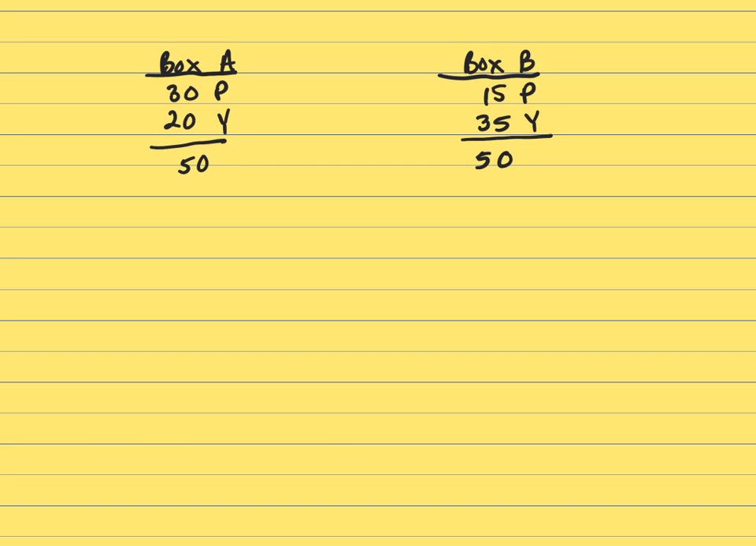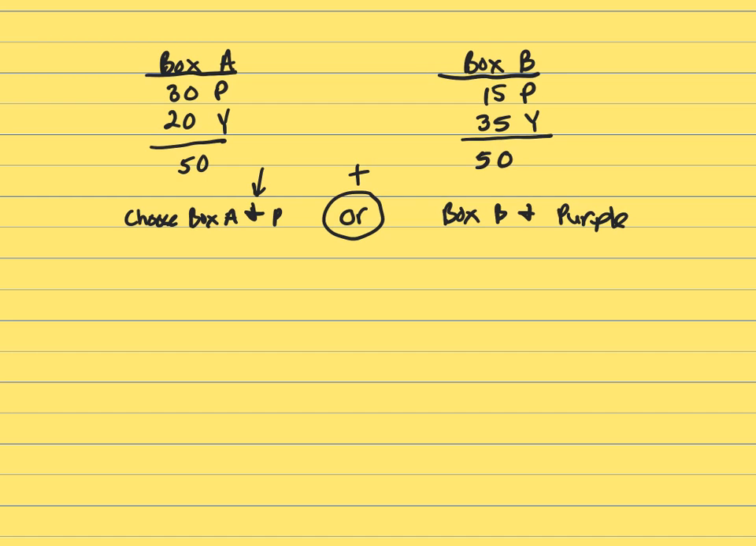We're trying to figure out what's the probability that the marble selected would be purple. Well, let's think about how that could happen. You could choose box A and it be purple, or you could choose box B and it would be purple. In probability, usually "or" means add and "and" means multiply.